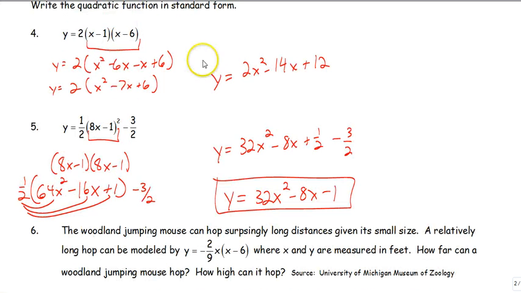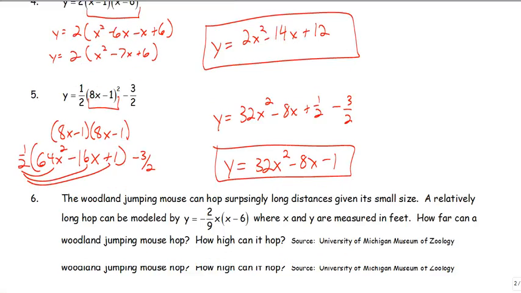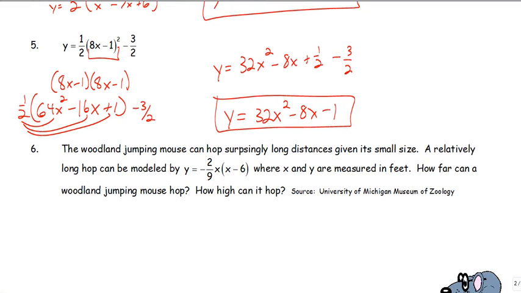Alright, so those are our answers for 4 and 5. Again, just foiling it, multiplying it out, getting it to standard form, which is the form that we usually then go backwards and factor.